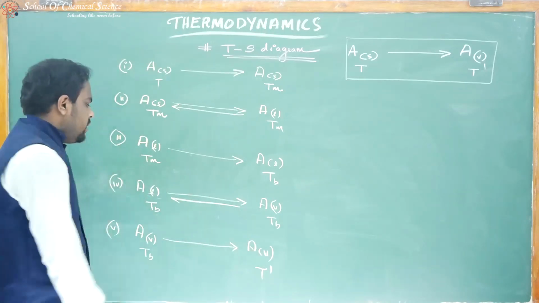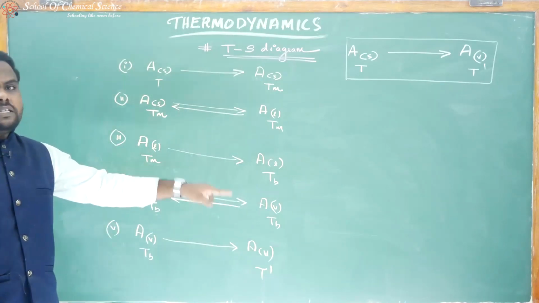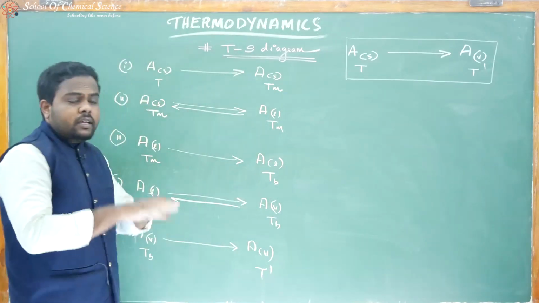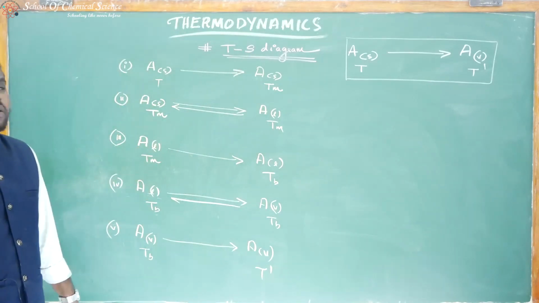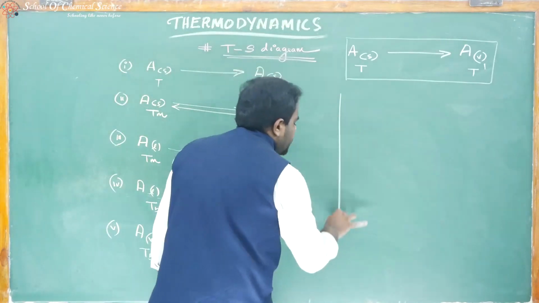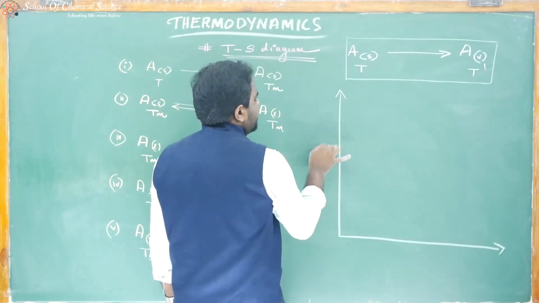During phase transition, for example, liquid is converted into vapor, this is a phase transition. During that time, temperature is constant. This is also a phase transition: solid is converted into liquid. Here also your temperature is constant. So you have to sketch the TS diagram, the entropy temperature diagram.